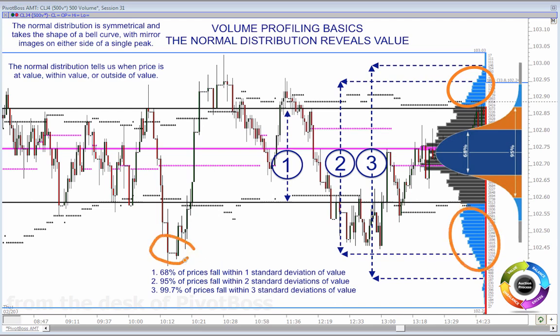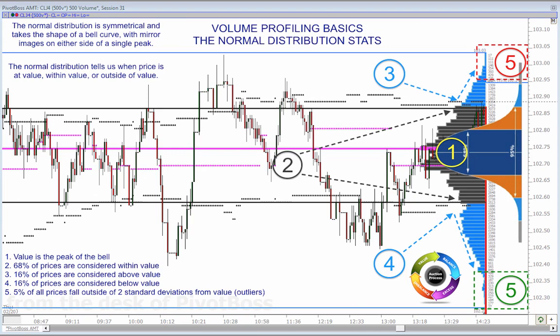If we're responsive buyers, we should be looking to buy below value and return it to value and perhaps to the top of value. And that's all we need to know about trading. Buy discounts and sell premiums. That's all you need to know. Now let's talk about the normal distribution stats.